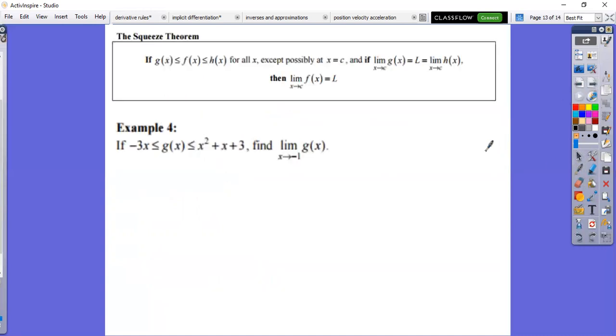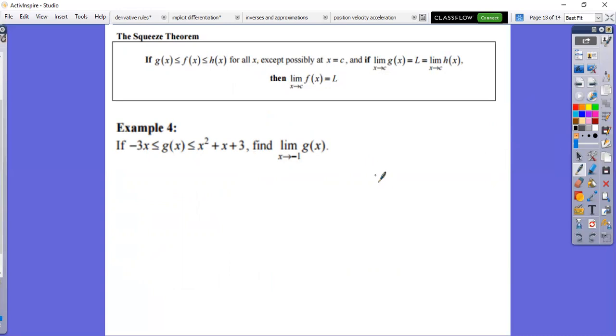So last thing that we're going to talk about is the squeeze theorem. So the squeeze theorem is basically the idea that if I have this function f of x that is between the functions g of x and h of x, then if the limit as x approaches c of g of x is equal to the limit as x approaches c of h of x, then the limit as x approaches c of f of x must be the same.